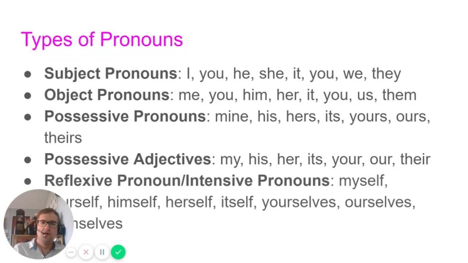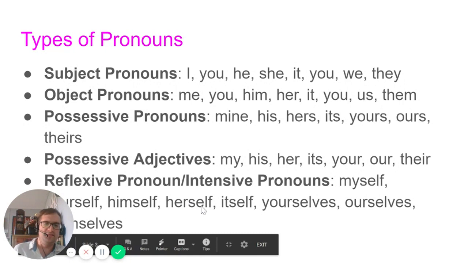The next type are the reflexive and the intensive pronouns. I have put them together here because reflexive pronouns and intensive pronouns, they are formed the same. They are spelt the same. Here we have myself, yourself, himself, herself, itself. They are the singular pronouns, and the plural reflexive pronouns are yourselves, ourselves, themselves.